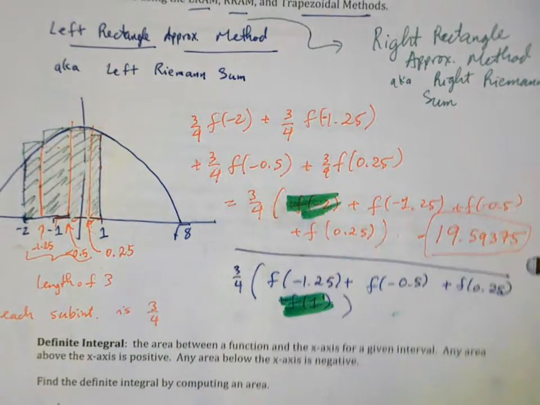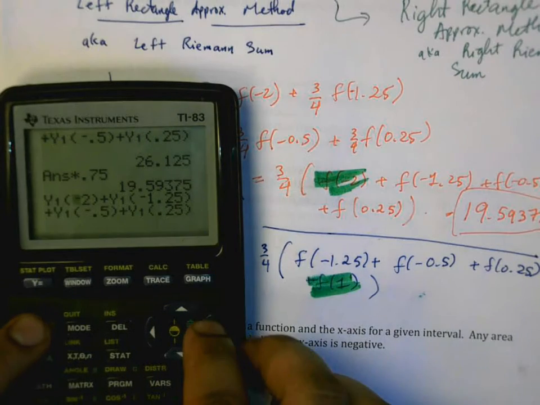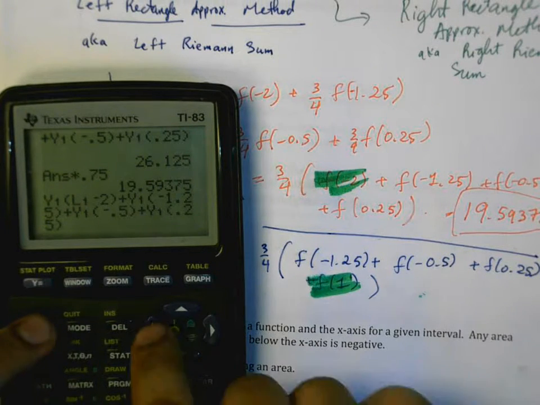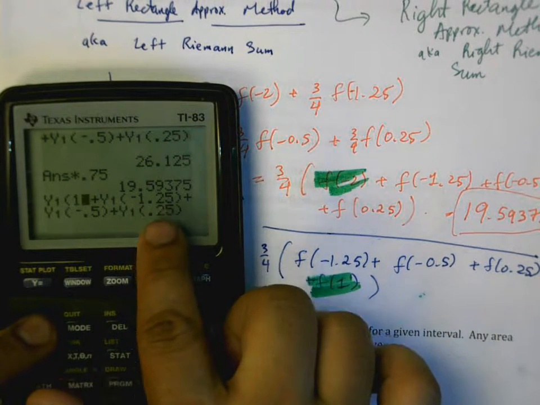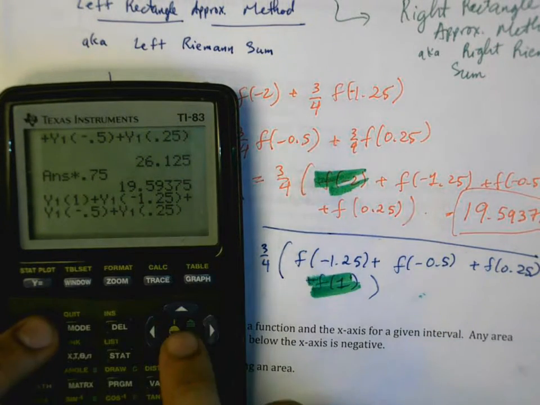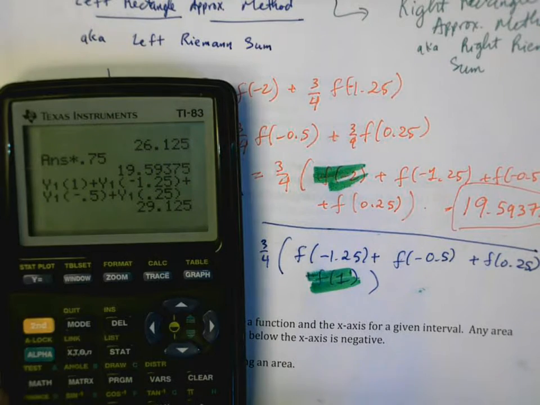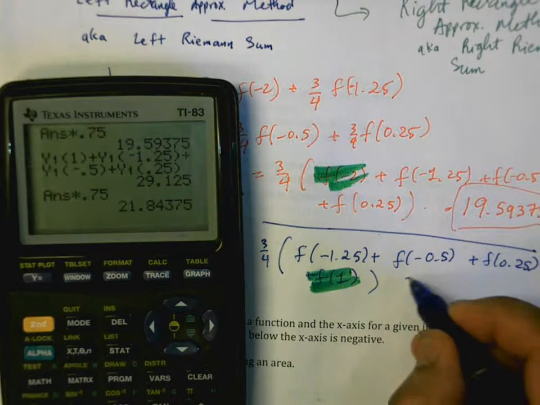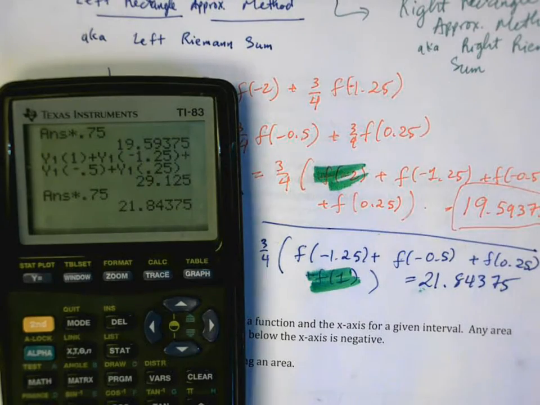So the nice thing about this is in my calculator I can do almost the exact same thing, bring back what I had before and just replace this with f of 1. Okay, so all the other points in between I've kept the same, and I've gotten rid of negative 2 and put in f of 1, because that's essentially what RRAM is. Do that and then multiply by 0.75. So that gives me an answer of 21.84375. And there you have it.